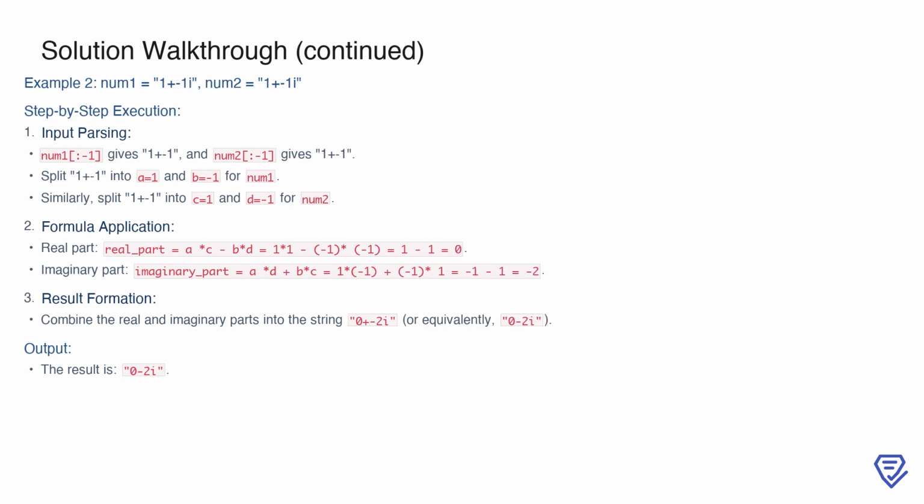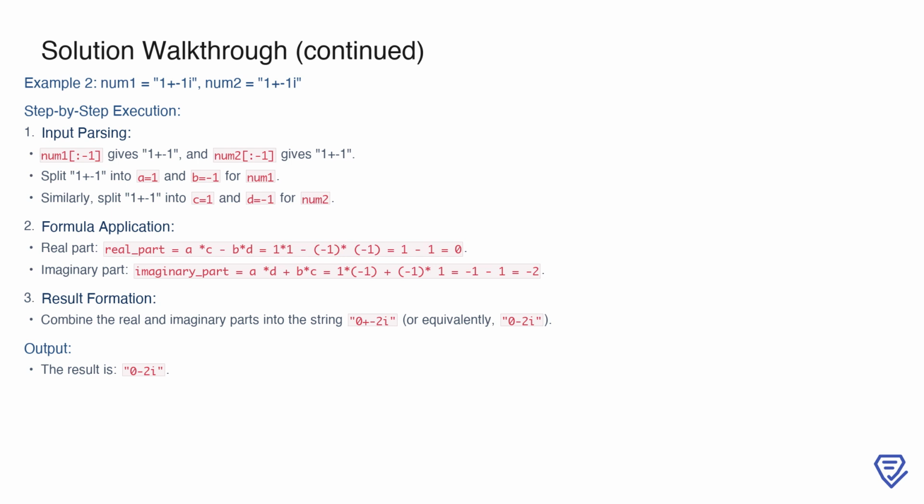Now, in the second example, the complex numbers are 1 plus -1i. As before, we start by removing the trailing i, leaving us with 1 plus -1. Splitting this string, we determine that for both numbers, the real part is 1 and the imaginary part is -1. Using the formula, the real part is calculated as 1 times 1 minus -1 times -1. This simplifies to 1 minus 1, which equals 0.